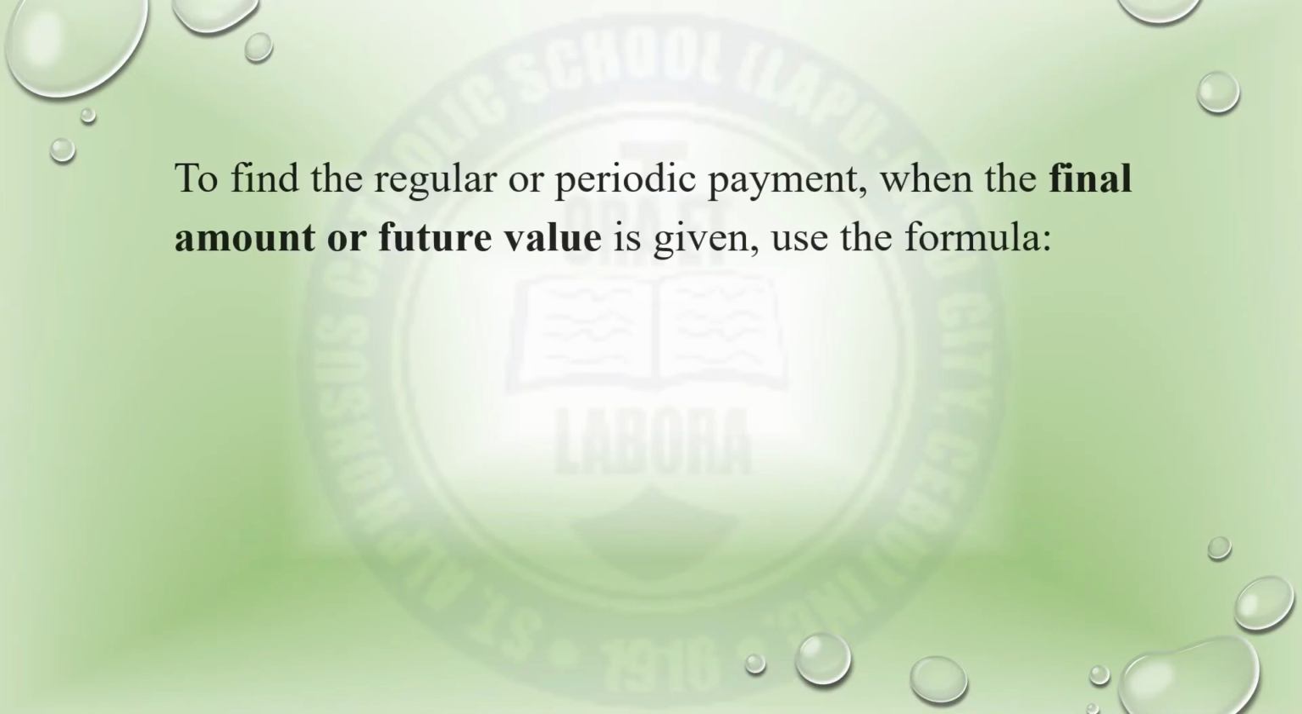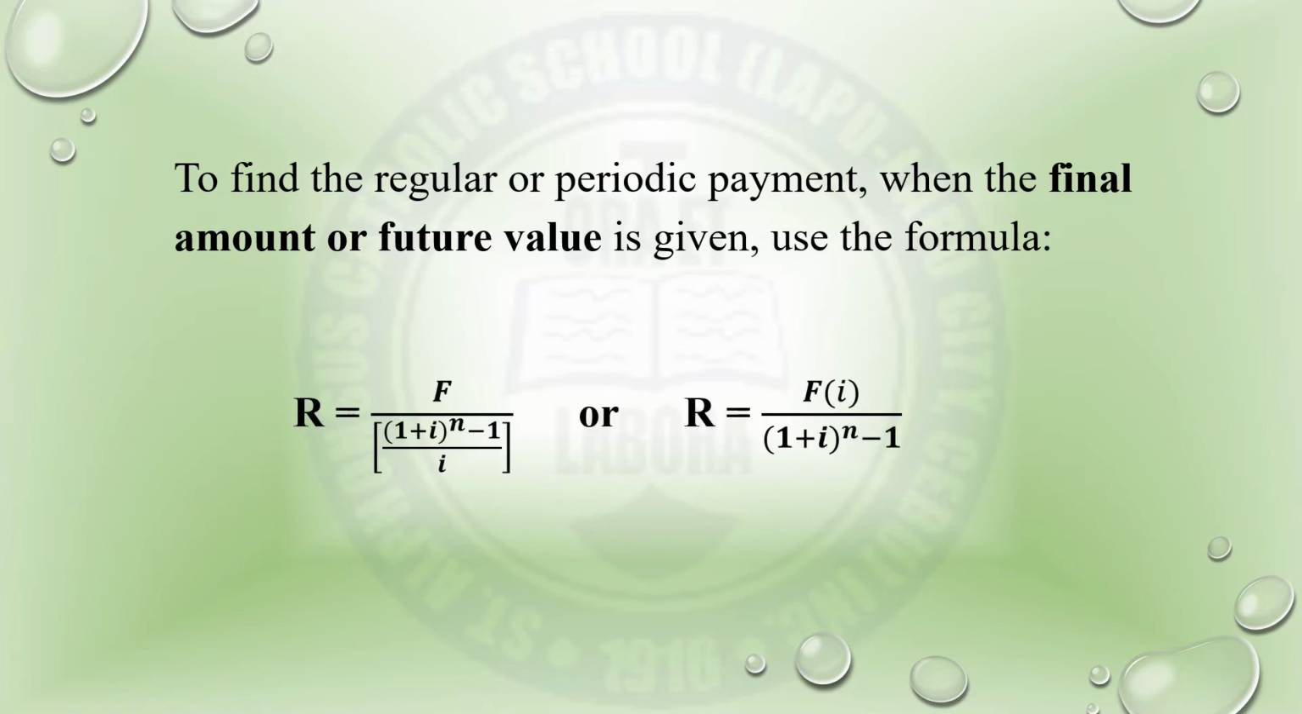If you are asked to find the regular or periodic payment when the final amount or future value is given, use this formula. R is equal to F over the quantity of 1 plus I raised to n minus 1 over I, or R is equal to F times I over 1 plus I raised to n minus 1.